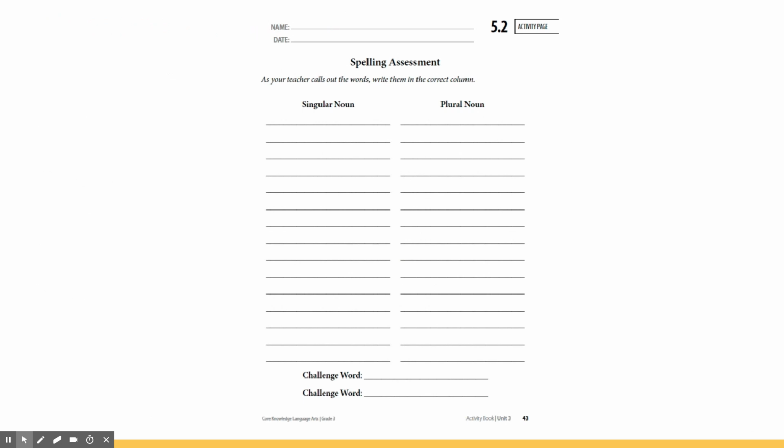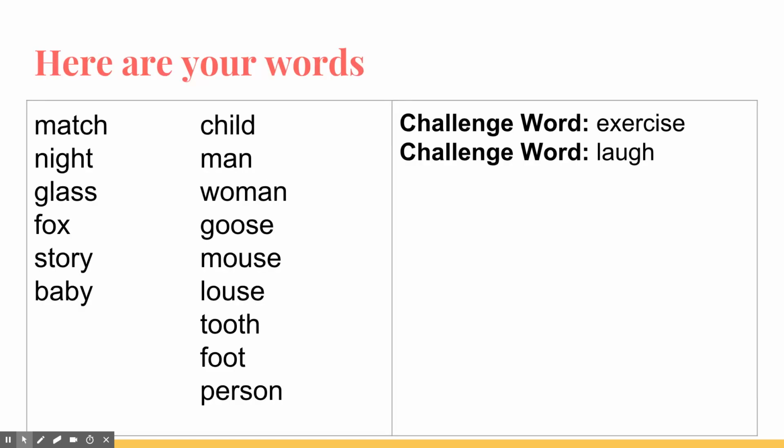Okay, so you're going to get a page that looks like this. Hopefully I have copied it for you. And what I'd like you to do is put your name at the top and then start writing those singular nouns and then write the plural noun, making sure to spell the plural part correctly. So you're probably wondering, well, what are all those words again? Well, here they are. I'll go over them one more time.